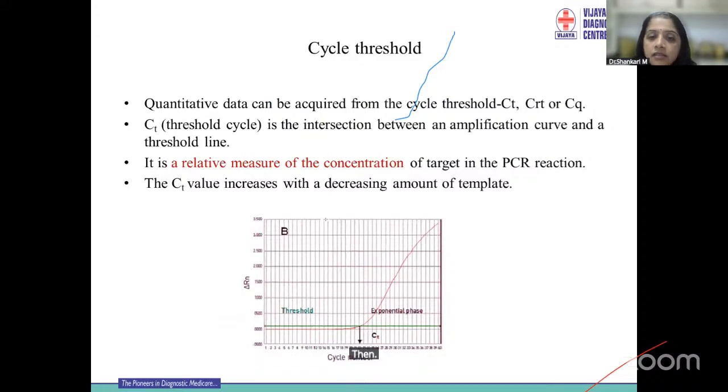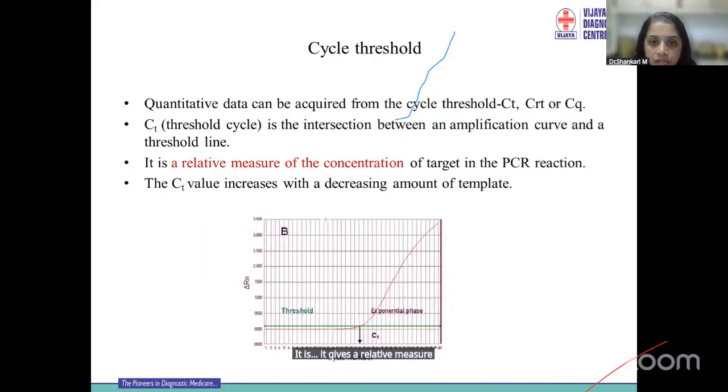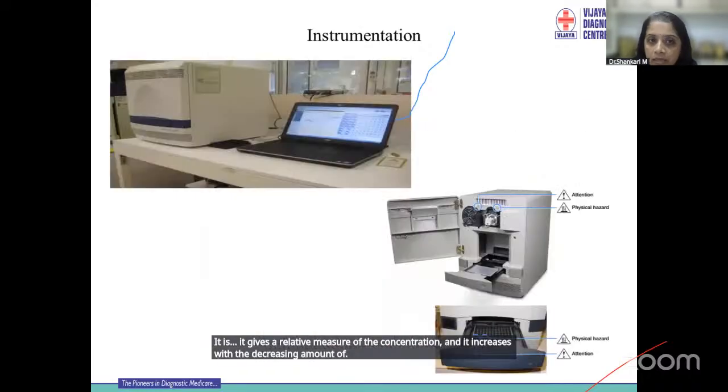Then there is the cycle threshold. Cycle threshold is the intersection between the amplification curve and the threshold. It gives a relative measure of the concentration, and it increases with the decreasing amount of template.